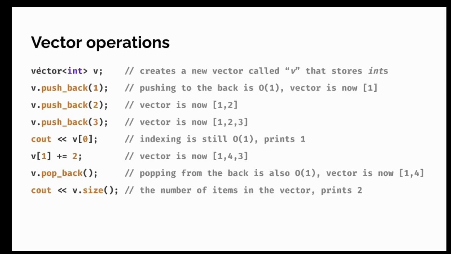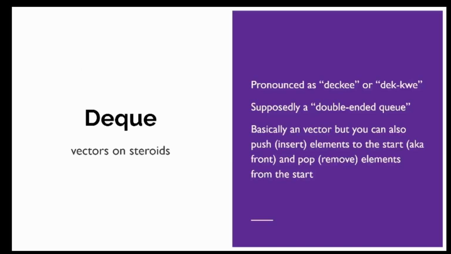So you see here, in a vector, you can only add elements to the back and remove elements from the back. So you cannot add an element in the front. You cannot add an element like in the middle of it. You can only do it at the back. So in a DQ, it's like a vector, but you can add and remove stuff at the front as well.